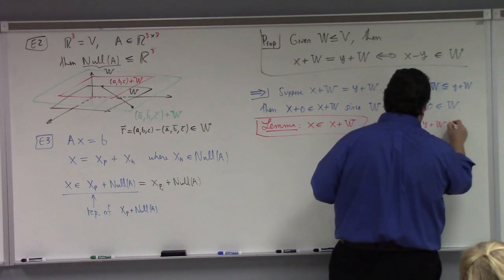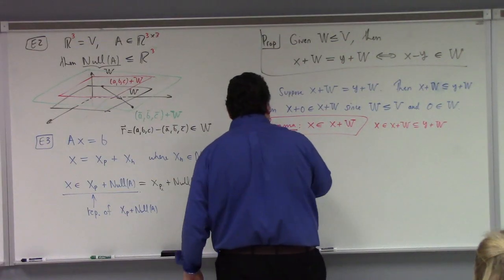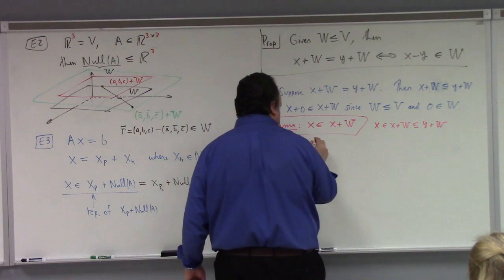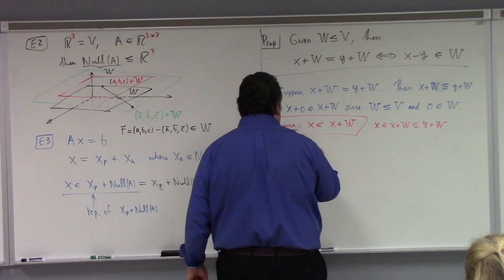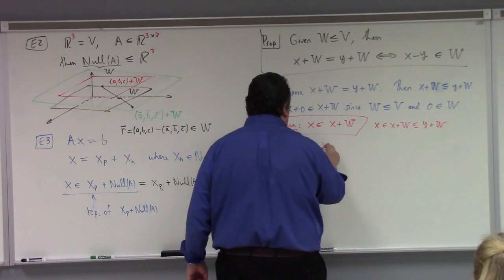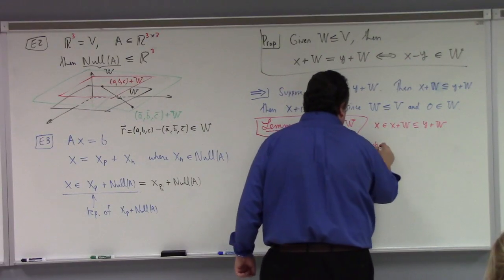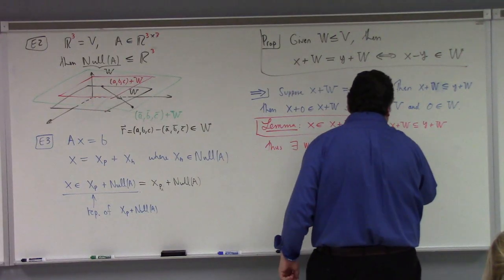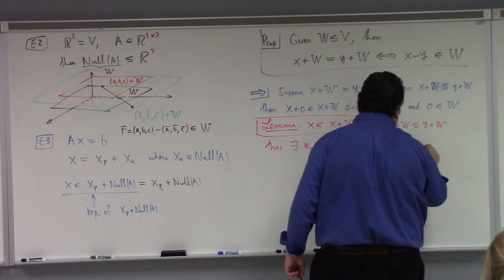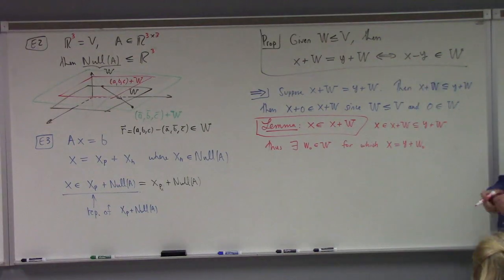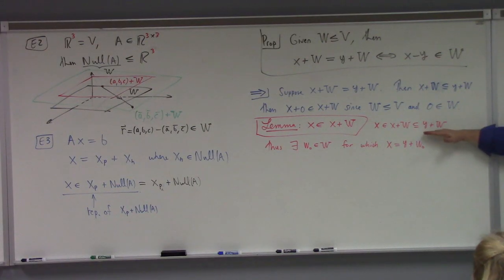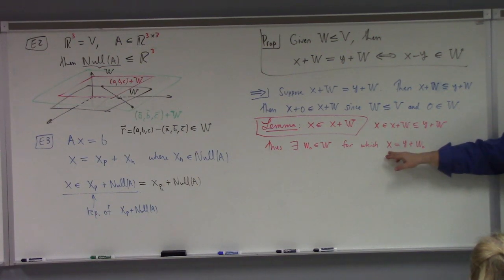What's that mean? Thus, there exists little w naught, let's say, in W, for which what? x is equal to y plus little w naught. That's what it means to be in this set. It means that there's some point in the subspace that when you add that point to y, you get x. But then what does this say?